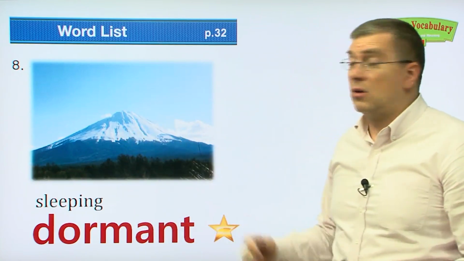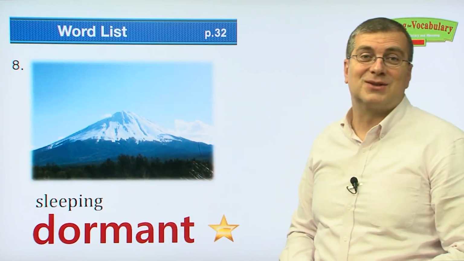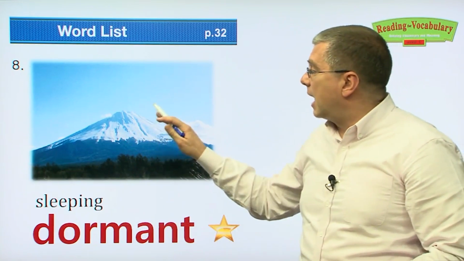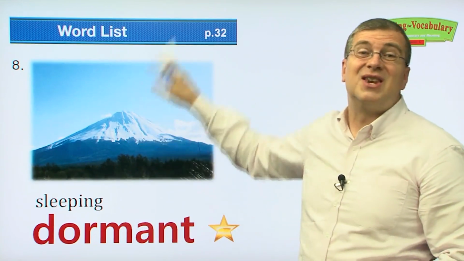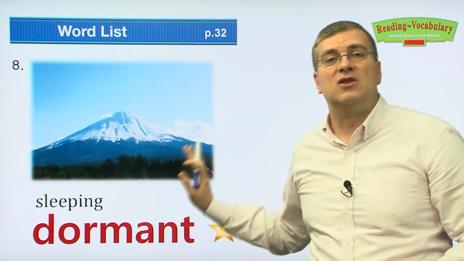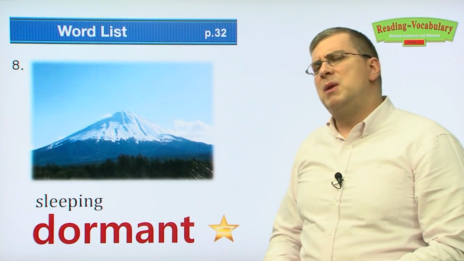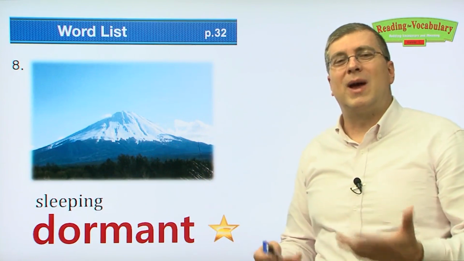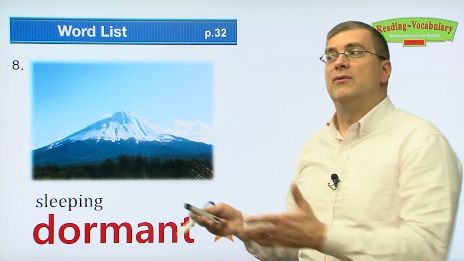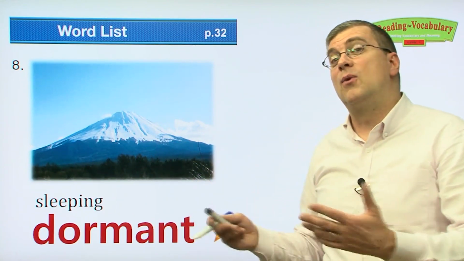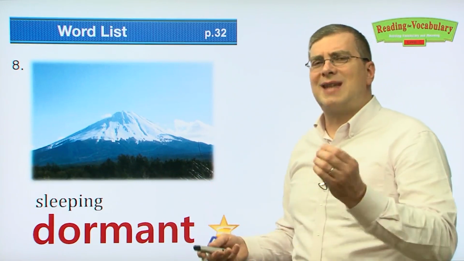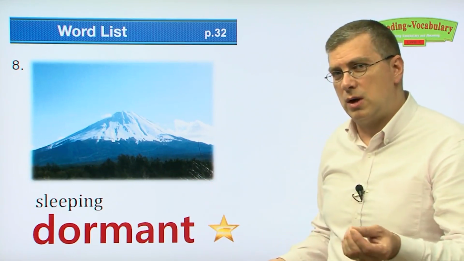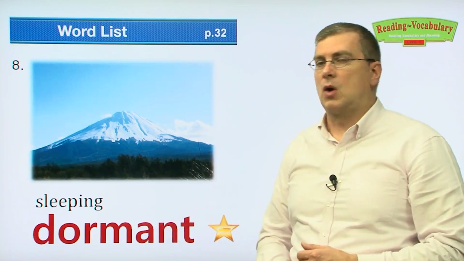It has snow on it, or maybe it's just winter, right? And there's a lot of snow there. But this volcano is not active. It's not erupting, so it's dormant. Sometimes people can say the volcano is sleeping, but that's kind of a poetic way to describe it. It's kind of like, oh, the mountains are sleeping, the forest is sleeping. But usually the technical or scientific word is dormant. Okay, next one.